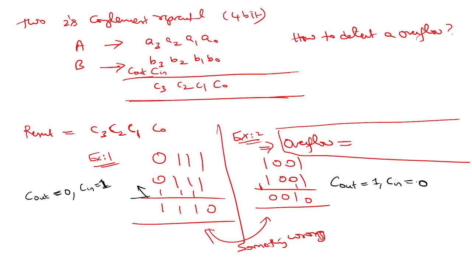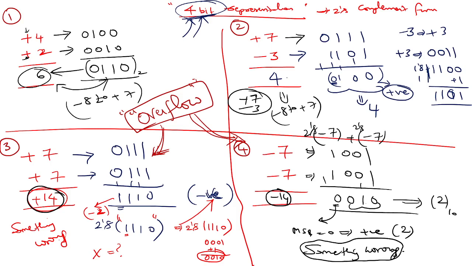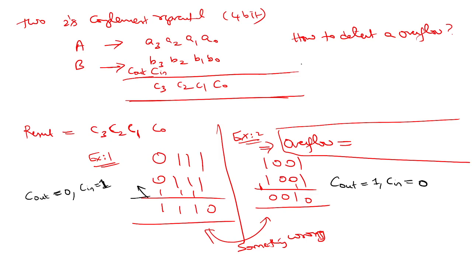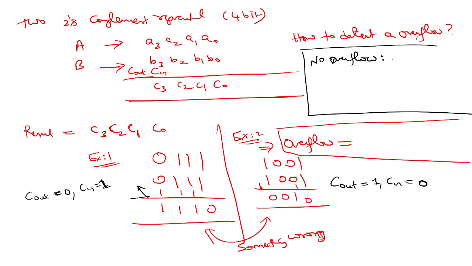Now let's go back to the no overflow condition. If you observe, here C out is 0, C in is also 0. Here C out is 1, C in is also 1. Are you getting it? In no overflow, where everything is perfect, C out is 0 and C in is also 0, or C out is 1 and C in is also 1.